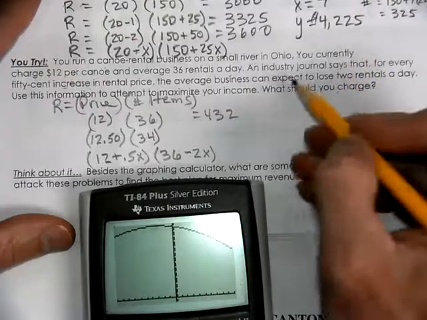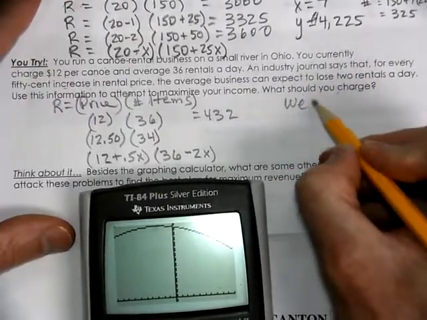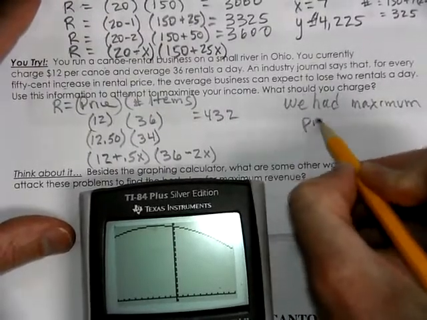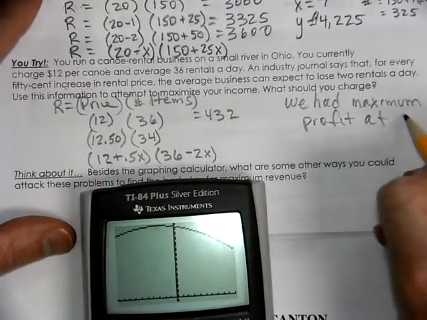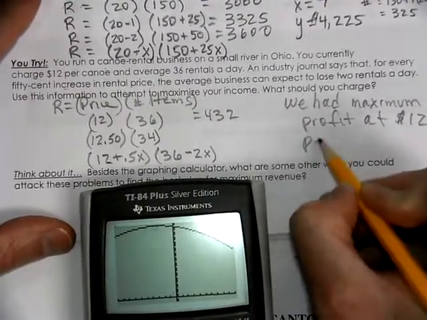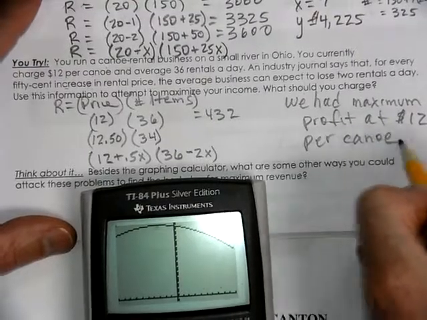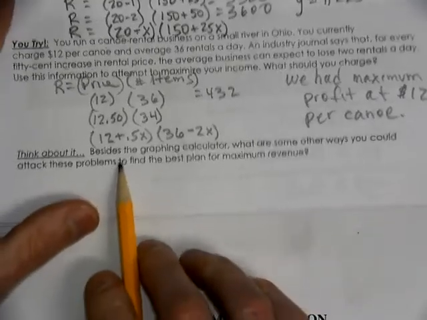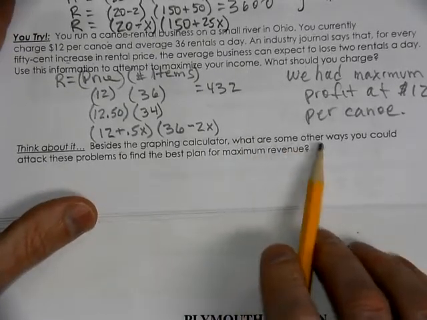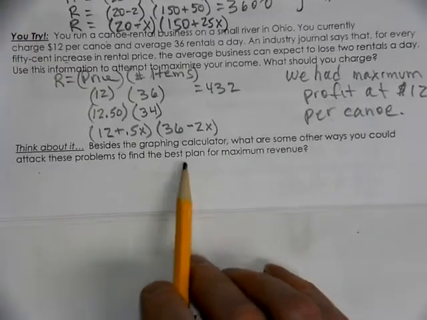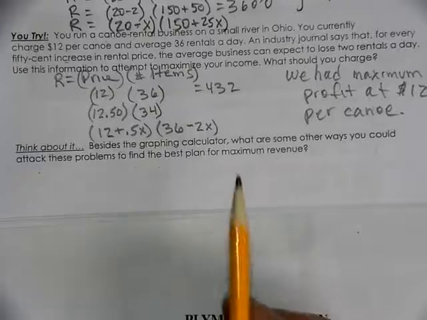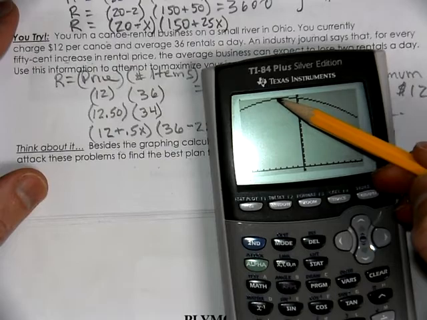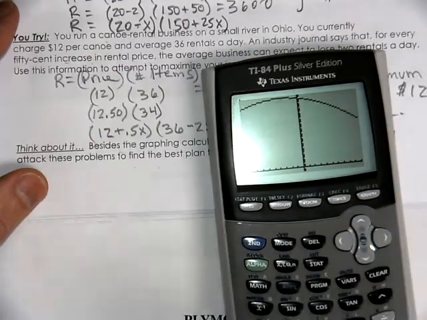So what should you charge? We had maximum profit at $12 per canoe. Besides the graphing calculator, what other ways could we attack these problems to find the best plan for the maximum value? Where was the maximum value? Maximum value was at the vertex. So we would need to find the vertex.